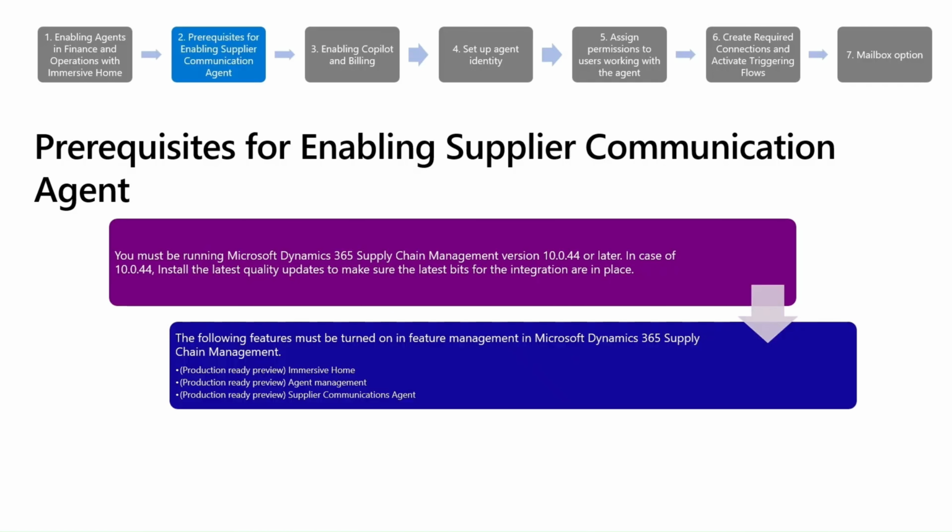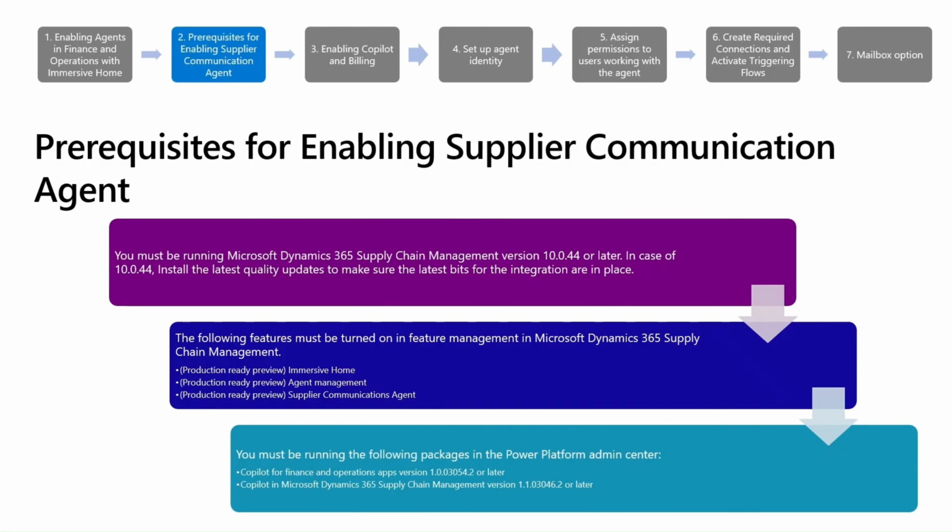Additionally, several features must be activated through feature management, namely Immersive Home, Agent Management, and the Supplier Communication Agent, all marked as production-ready preview. On the Power Platform side, it is also crucial to have the correct supporting packages installed: Copilot for Finance and Operations apps and Copilot in Microsoft Dynamics 365 Supply Chain Management. Make sure to install the latest package. Meeting these prerequisites ensures a seamless and fully functional Copilot experience in your supply chain environment.